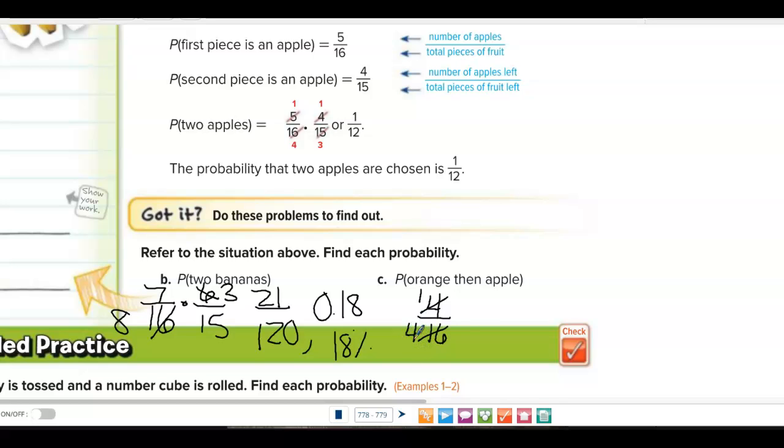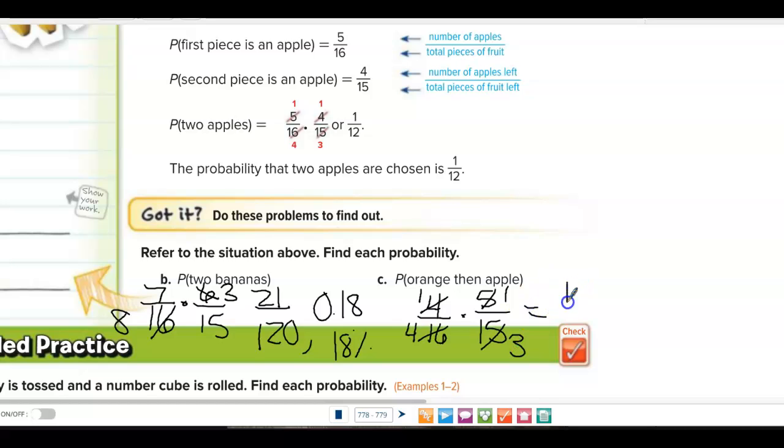Okay, then I pull an apple. How many apples do I have in my basket? I have 5 apples because I didn't pick one of the apples the first time, so I have all my apples still in the basket. But how many total fruit do I have? 15. Which is 5 over 15. You can simplify that to 1/3. 5 divided by 5 is 1. 15 divided by 5 is 3. Okay, so now I can multiply straight across.